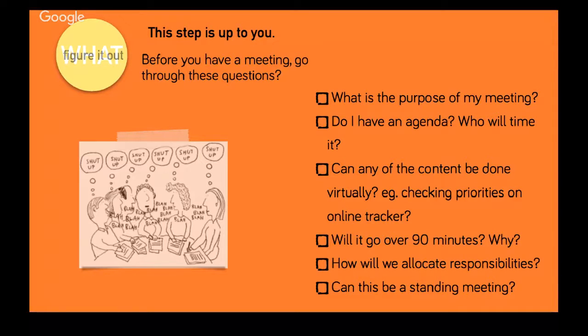Okay. The next question that you have to ask is, will it go over 90 minutes, and why? The reason you have to ask this question is because no meeting should go over 90 minutes, unless you have a reasonable why for that. In 90 minutes, you have enough time to cover the tracking of your team, the education of your team, and all the things that you need to have in one team meeting. And the next thing is, okay, I already have my agenda. I go through my agenda. It's less than 90 minutes, but how will we allocate responsibilities?